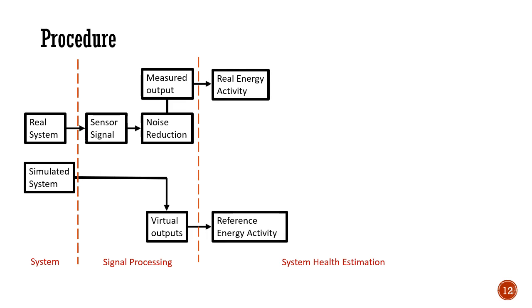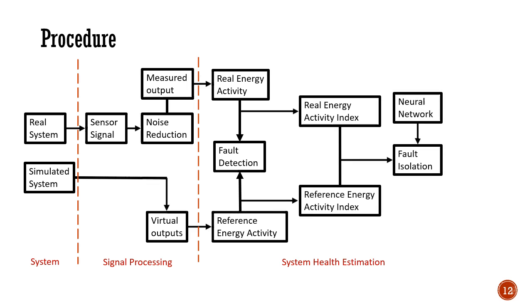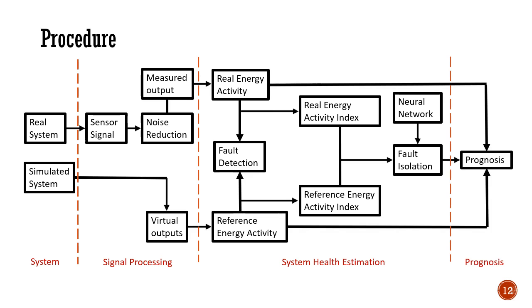First of all, the energy activity is calculated for both the systems. The difference between them is used for fault detection. Once a fault is detected, the energy activity indexes are calculated for both. The differences between the energy activity index and a pre-trained neural network is used for fault isolation. Once fault isolation is performed, we have all the things required for prognosis.